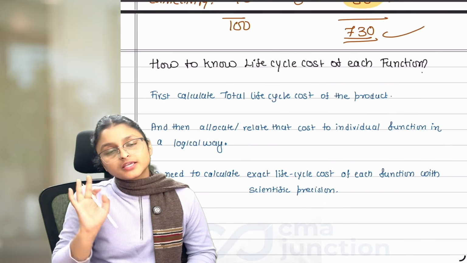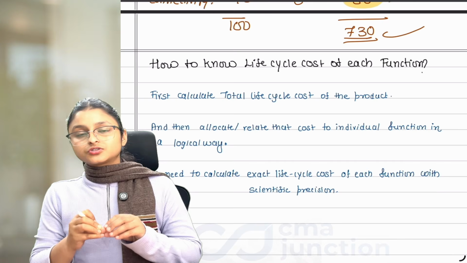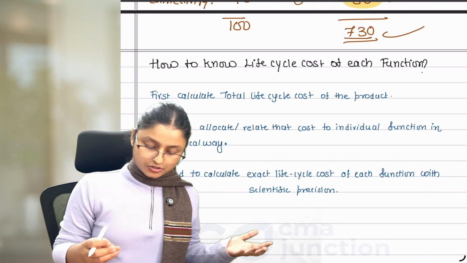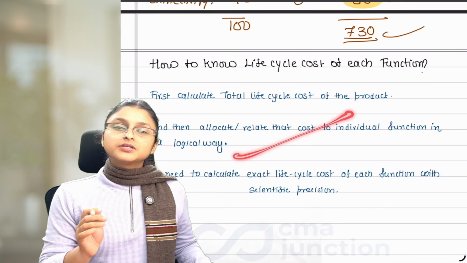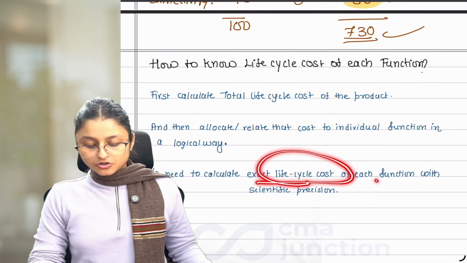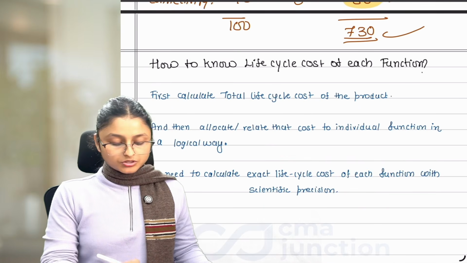That means on your thinking basis, what you think that full life cycle cost, which part or how much of this cost should belong to which function. You can define it on the basis of your logical thinking. No need to calculate the exact life cycle cost of each function with scientific precision. Logical thinking will work here.